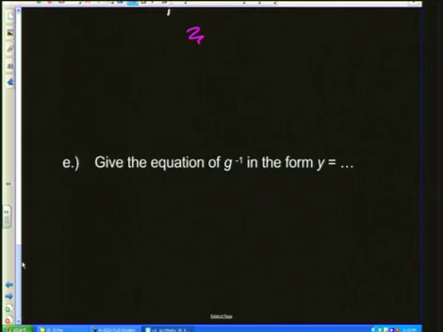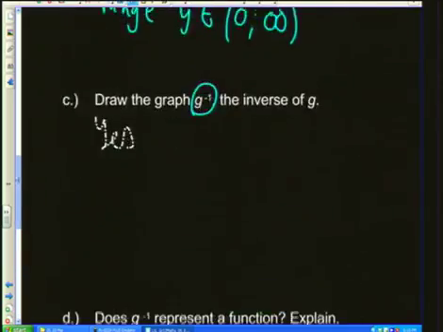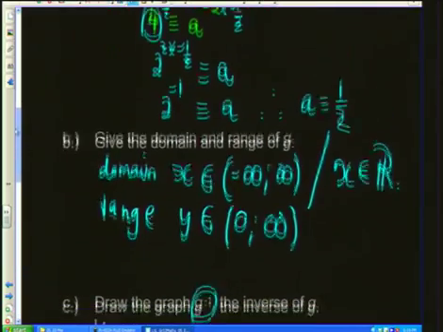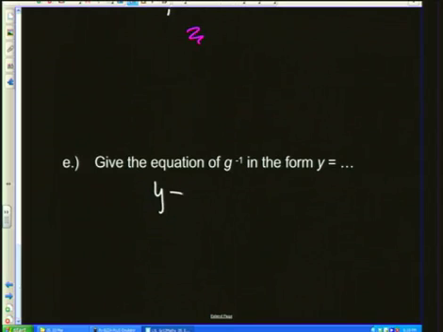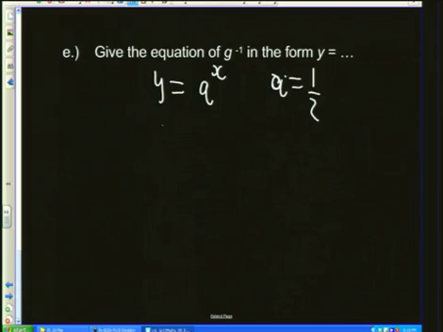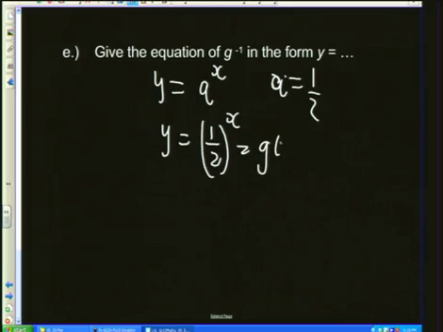Now, we needed to give the equation of your inverse in the form y equals. Now, we look at the graph, it is y equals a to exponent x. So the original function is y equals a to exponent x, but we worked out what a is, so a is a half. So this function is y equals half all to exponent x. So that is your function, this is g of x.